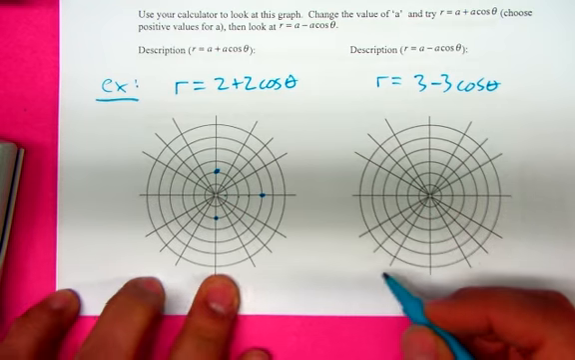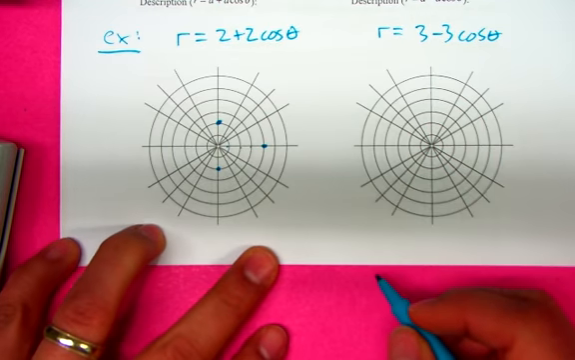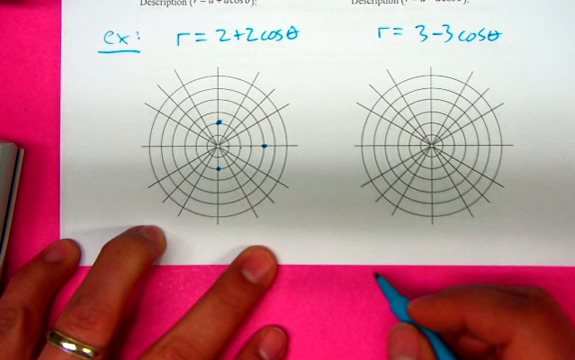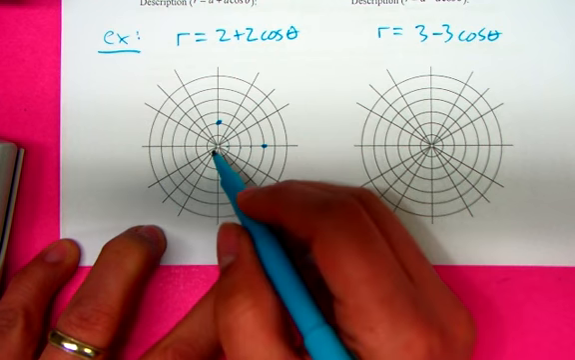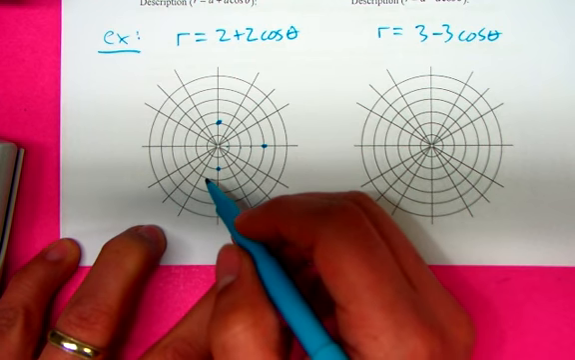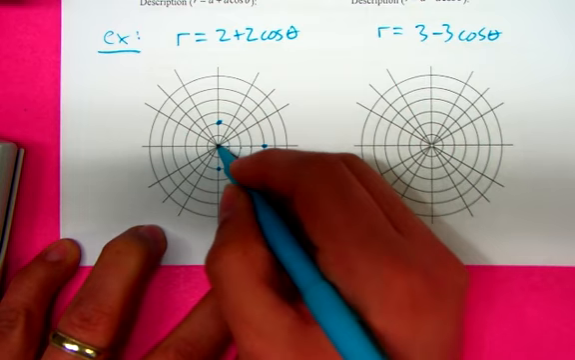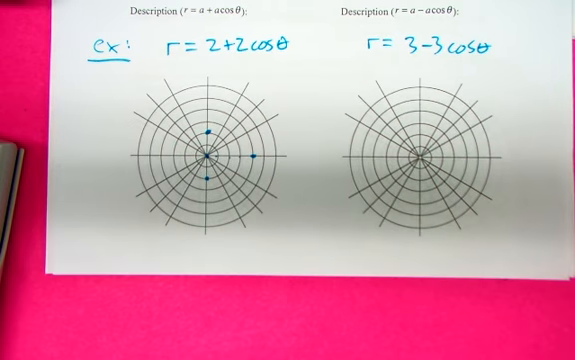How do you know? Wait, you got 4 plus 4. There's 4 up, 4 down, 8. Where's the 4th one? Oh, it's at the origin. It's on the pole. Okay?